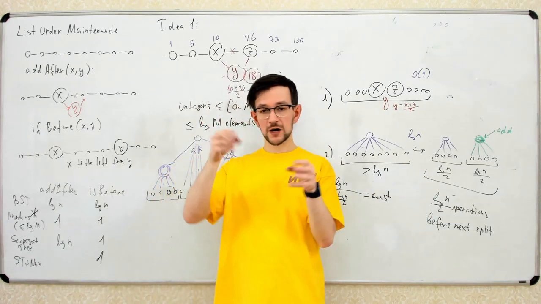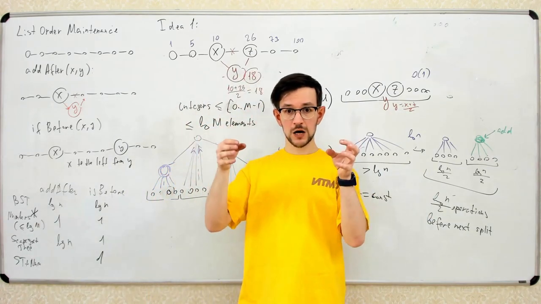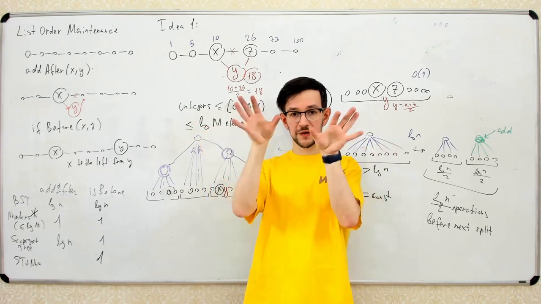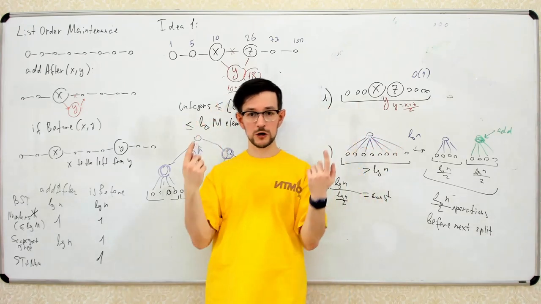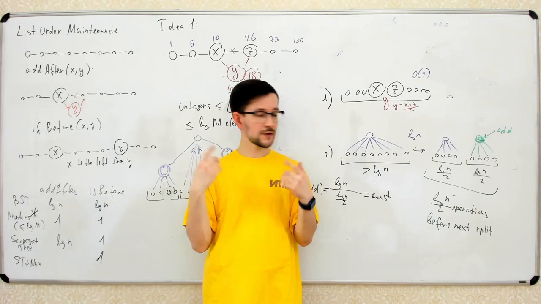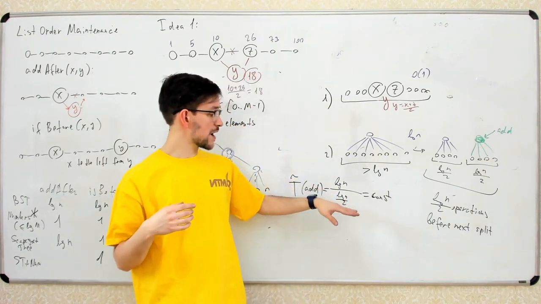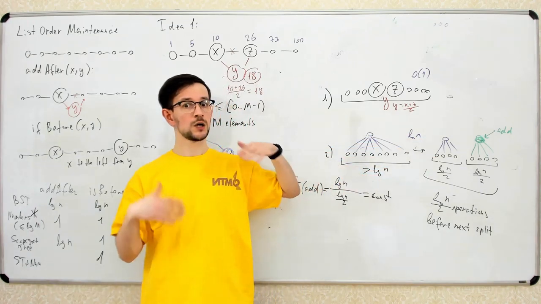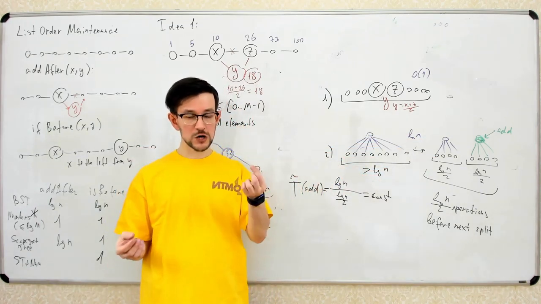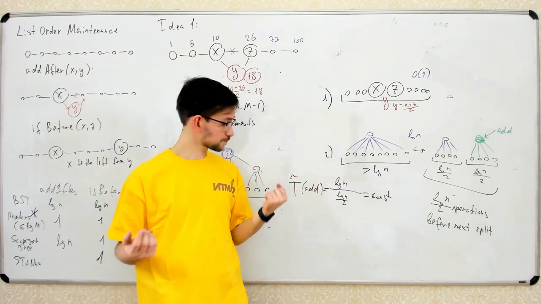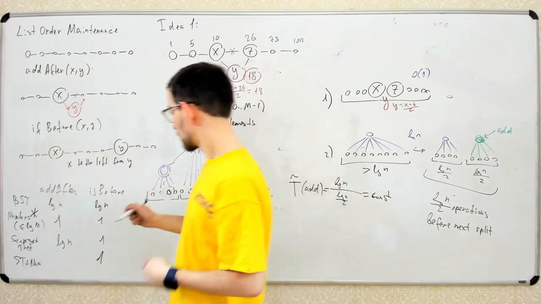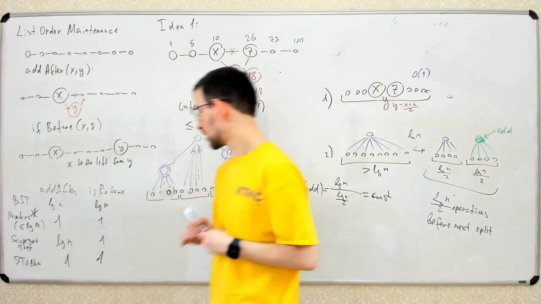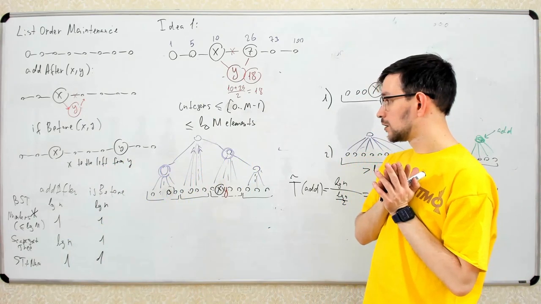So we make operations in the linked list, but when the block is too big, we make the split, and then we need to make one operation in the scapegoat tree. But it happens every log n operations. So every log n operations, we need to spend log n time to make this split. So the average time of one operation will be constant. That's all.